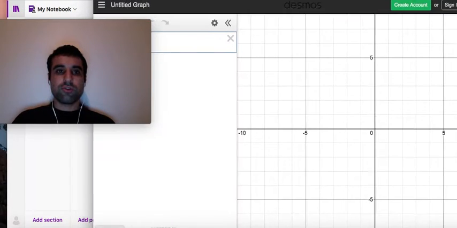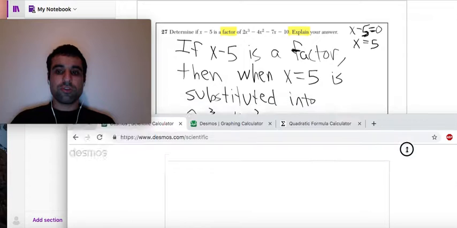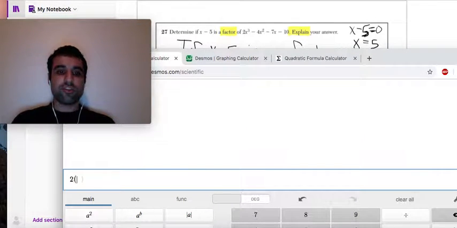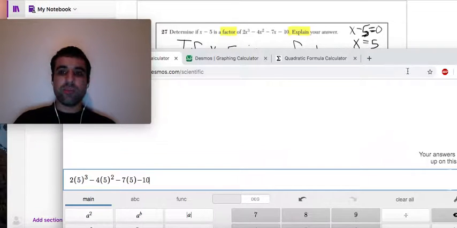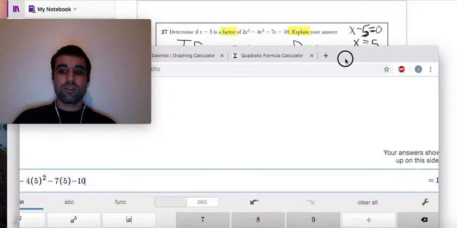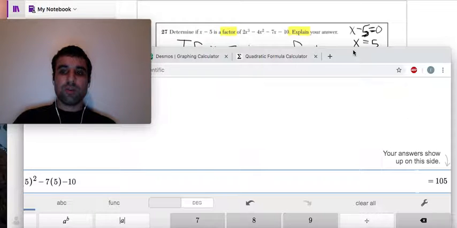So we're going to go to the scientific calculator and just substitute the appropriate numbers. So we're substituting 5 for x in the expression. So 2 times 5 cubed minus 4 times 5 squared minus 7 times 5 minus 10, and we get 105. We get 105, guys. That's not what we want at all.